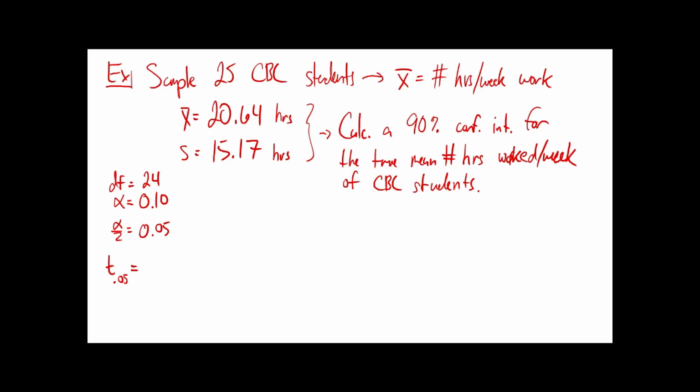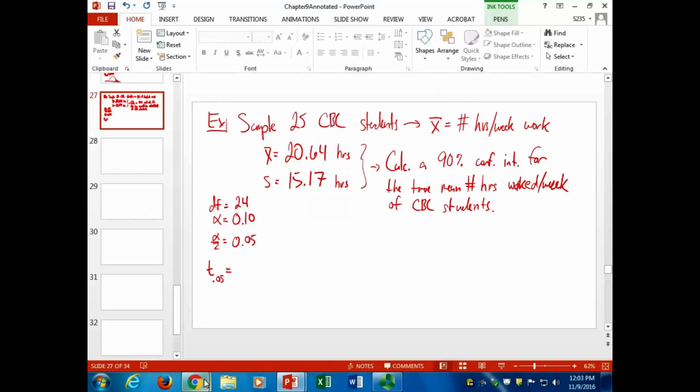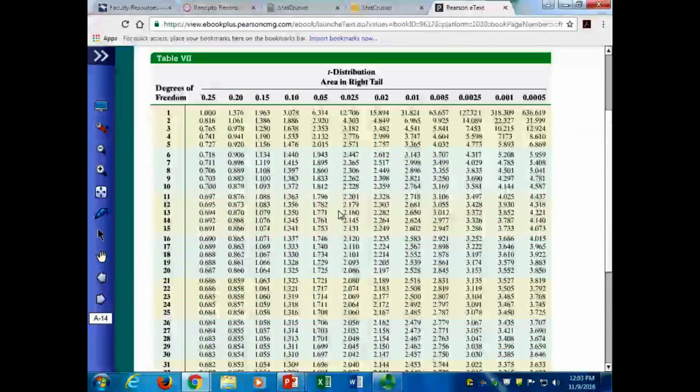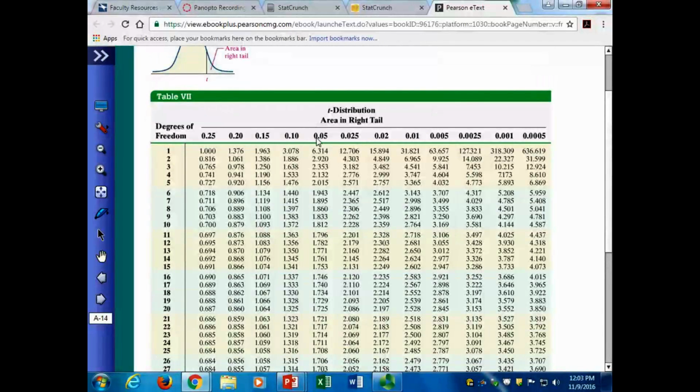So you go to your t table. Where's my t table? Here it is. So t sub 0.05, that's the fifth column. Scroll down to 24 degrees of freedom, and it's right here. What do you get? 1.711. Everybody able to find that? Okay, so 0.05 is our alpha over 2, 24 degrees of freedom, 1.711.